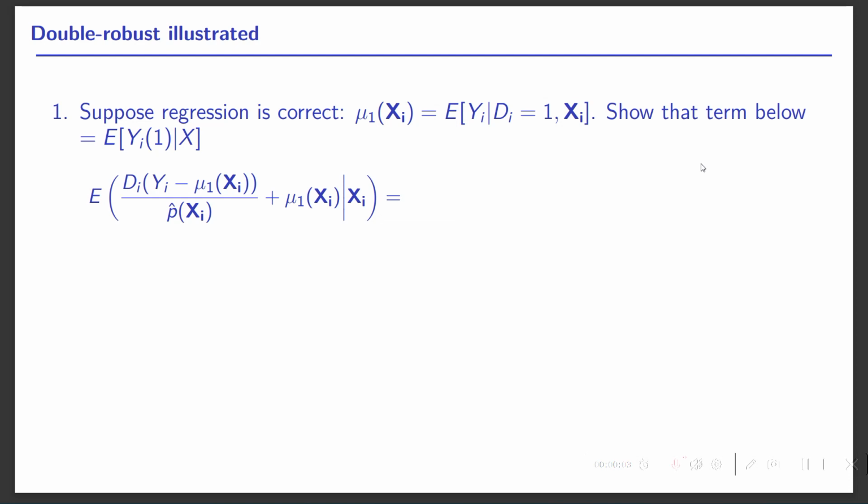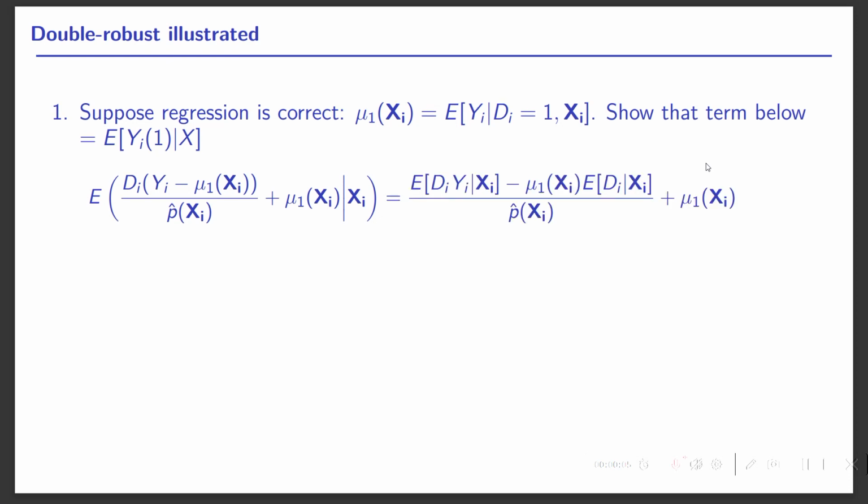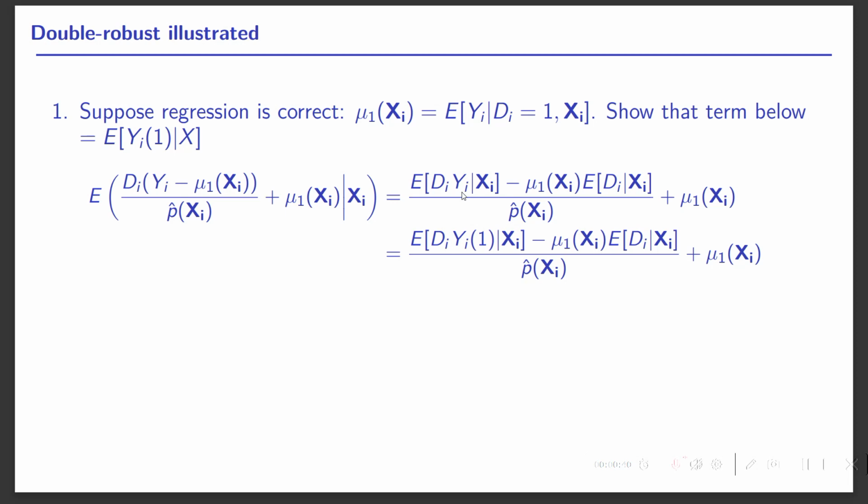Now, in the first step, we pull out everything that's a function only of xi, since here we are conditioning on xi. Mu1 is purely a function of xi, so we can move it out of the conditional expectation. That leaves us with this overall sum. Now, we know that if we multiply the treatment indicator with the realized outcome, that's the same as if we multiply it with the potential outcome when treated due to the switching equation.